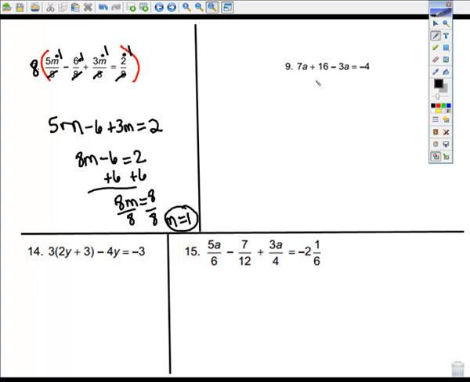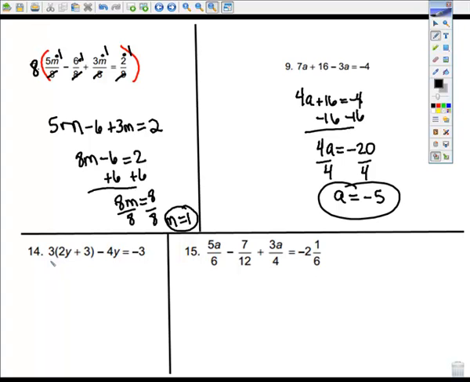Let's look at this one. This one, no fractions. I'm just going to combine like terms. I have 7a minus 3a, because technically that's a negative 3a for my term, but I read it left to right. 7a, even though that says plus, the plus goes with the 16. So 7a minus 3a is 4a, plus 16 equals negative 4. I subtract 16. 4a equals negative 4, subtract 16 more is negative 20. Divide by 4, and a equals negative 5.